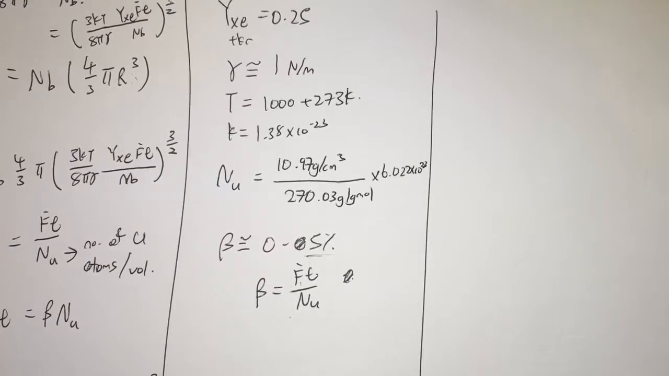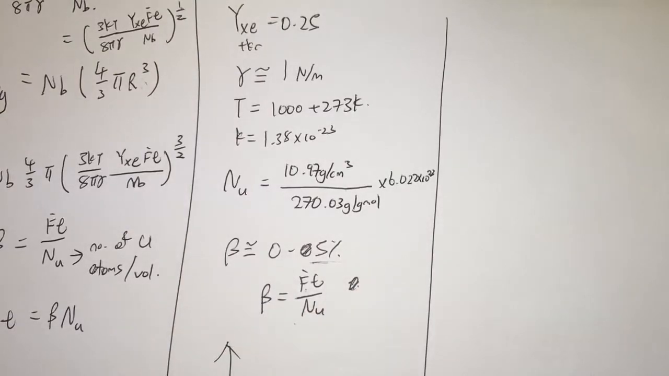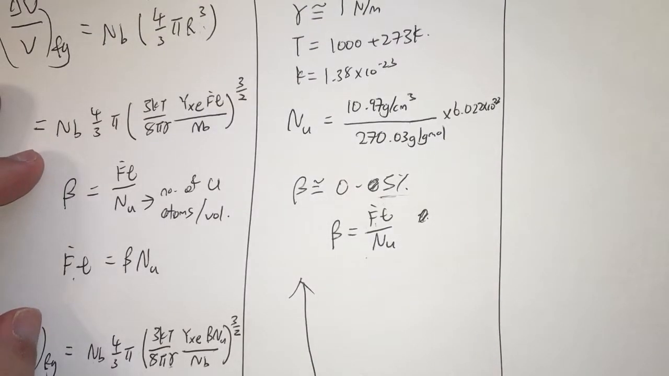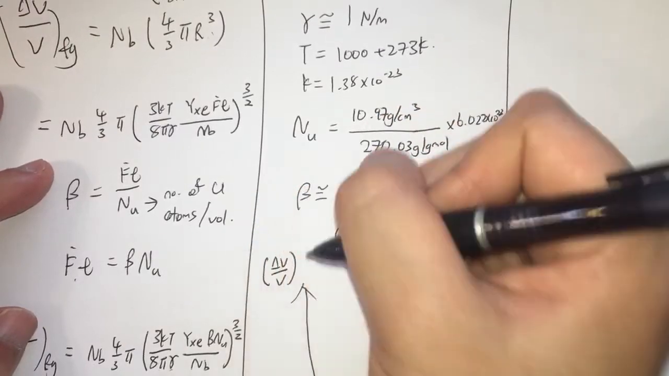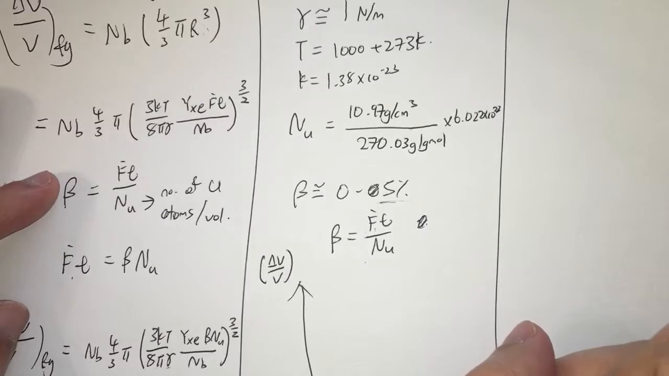So you can draw this graph. Draw a graph of, let's say, a volume swelling or radius. Can draw a radius graph first. Oh, never mind. Can just do a volume swelling. Delta V over V. And we have a burn-up fraction.